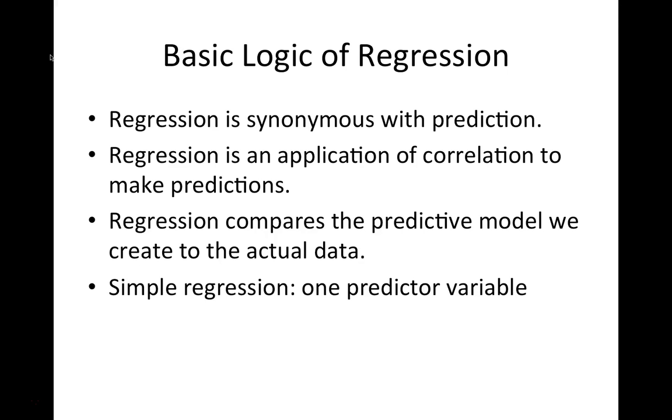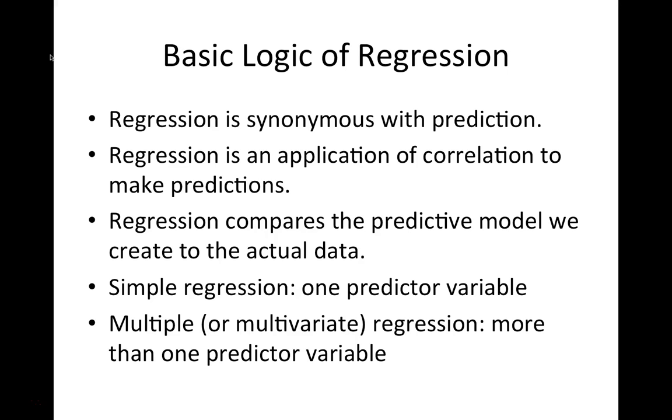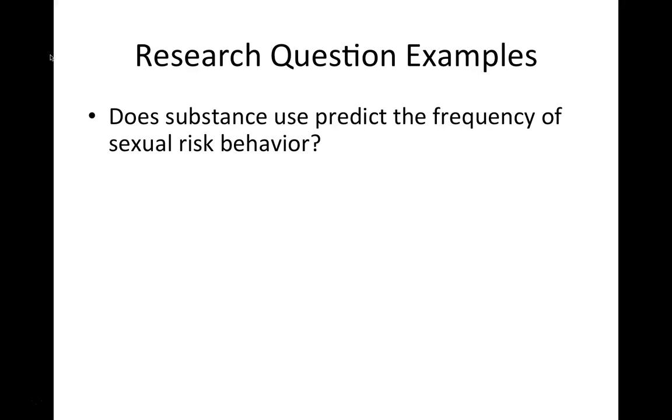In simple linear regression, we'll talk about having one predictor variable and one dependent variable or outcome variable. We'll also talk about multiple or multivariate linear regression in which we have more than one predictor variable. Some examples of research questions that could be answered using linear regression are things like, does substance use predict the frequency of sexual risk behavior?